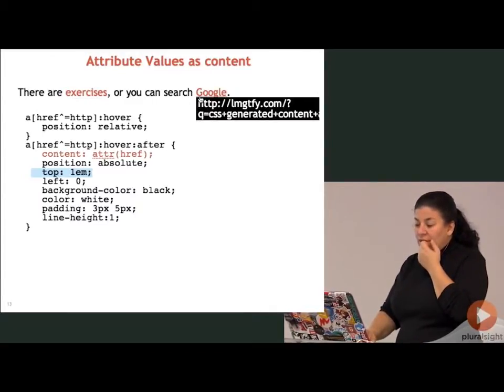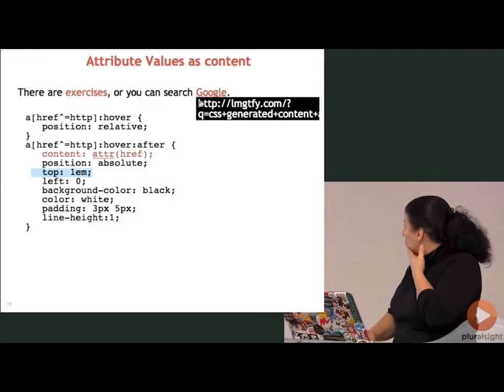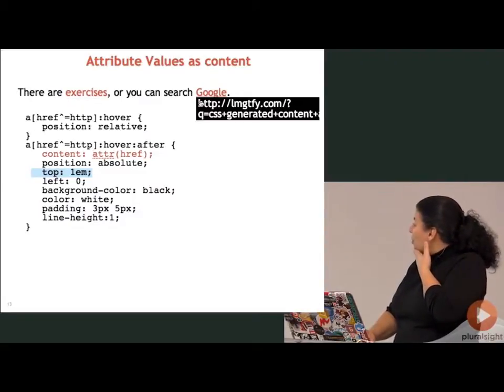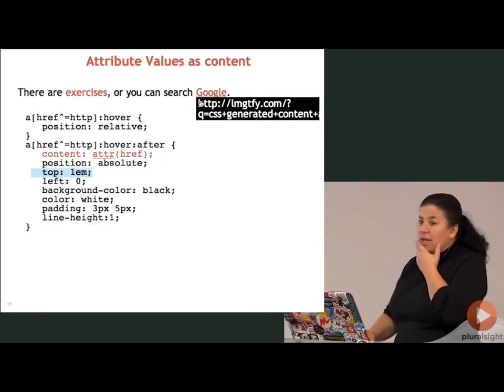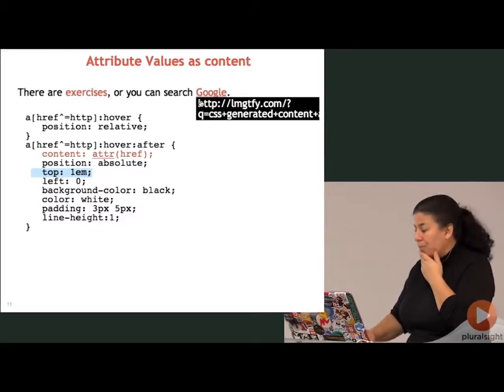Left 0, that's why it's aligned on the left. Background color is black, foreground color, or text color rather, is white. There's a teeny bit of padding, and line height is 1. Because it's positioned absolutely, I can give it line height. It's no longer an inline element, it's a block level element, right? When something's positioned absolutely, by default it's block.